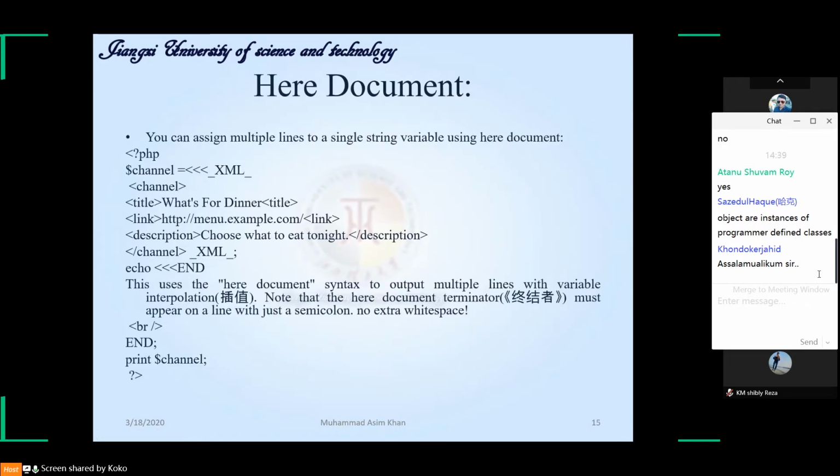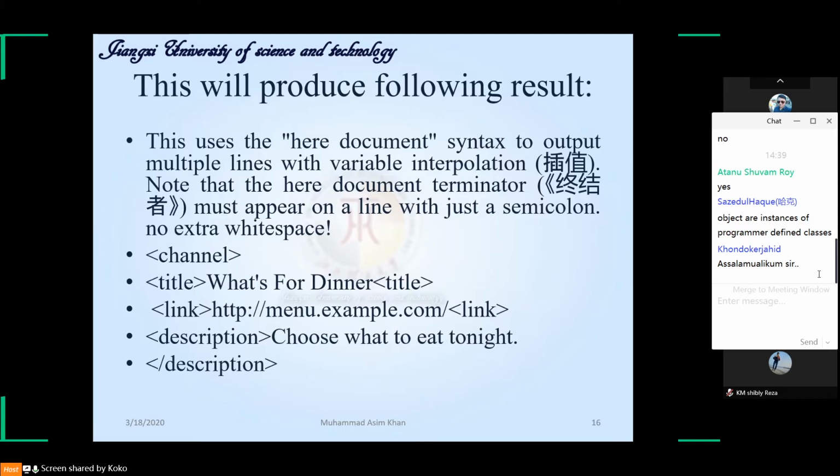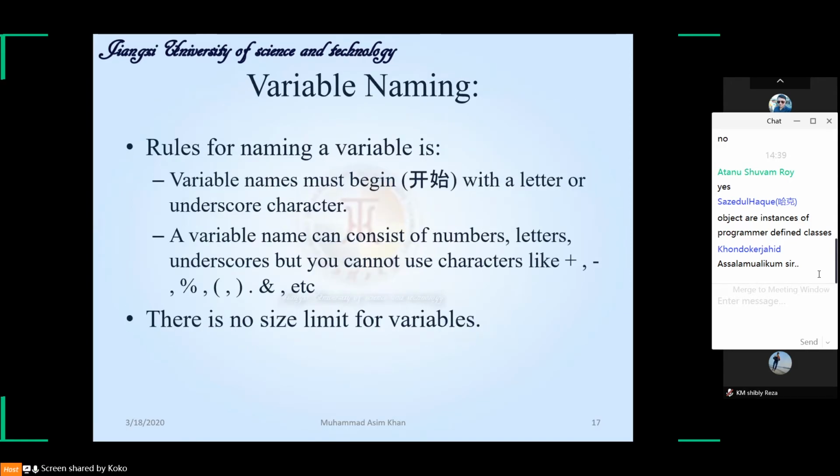So here is one document type, variable naming.